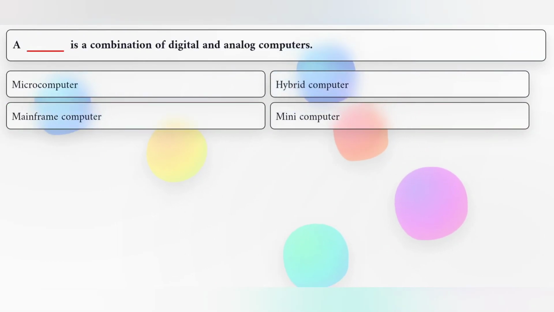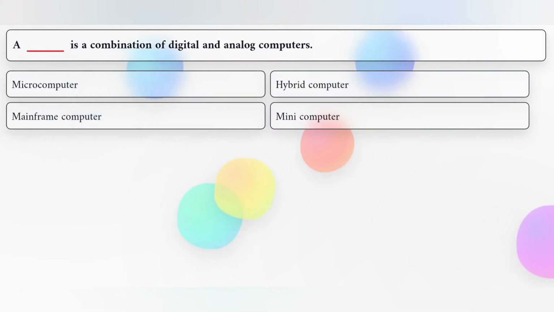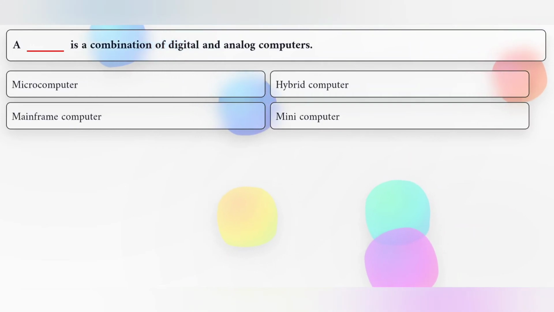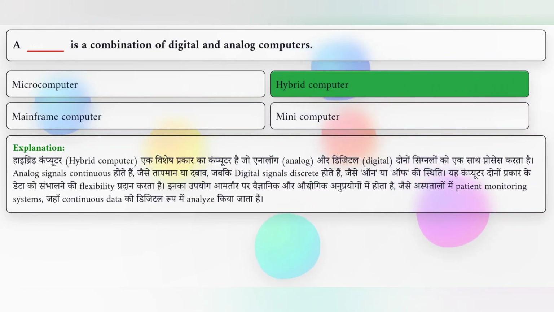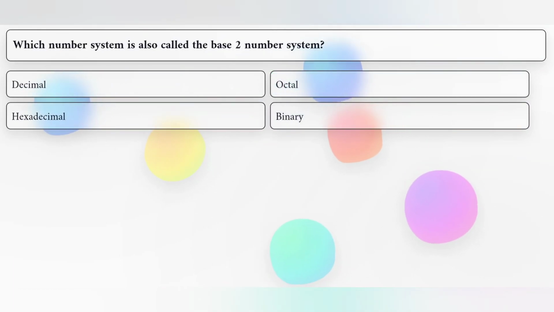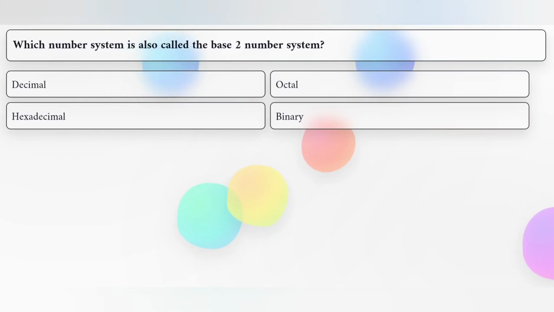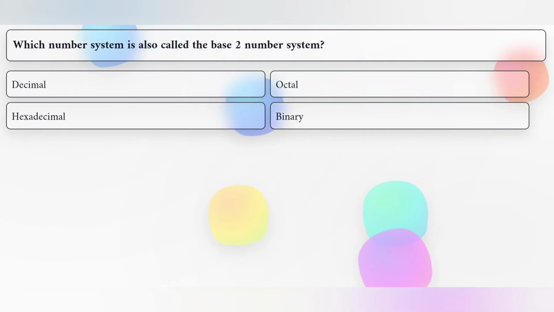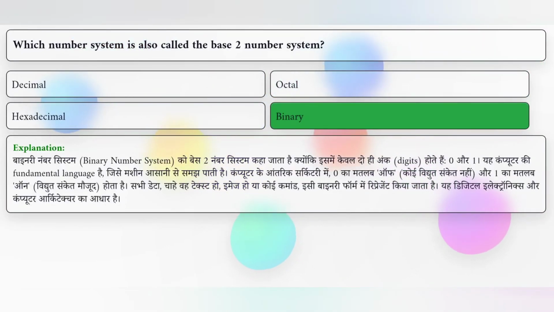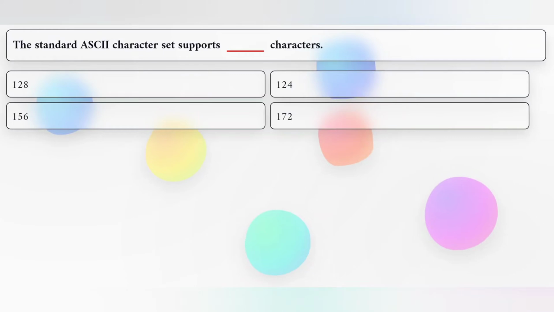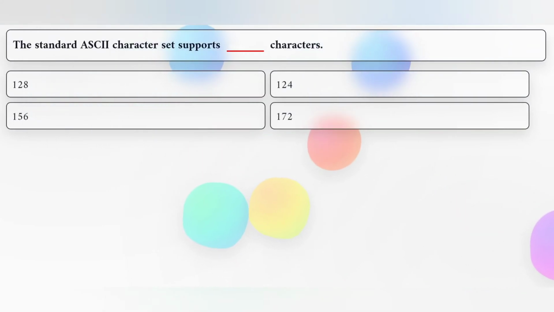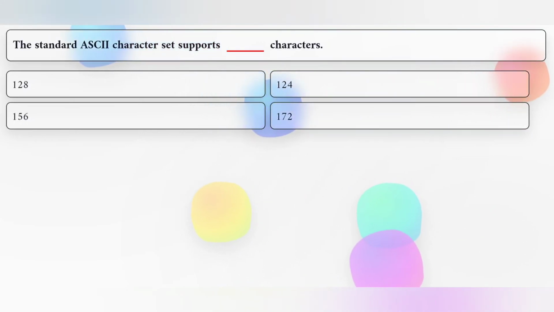A. Blank is a combination of digital and analog computers. Microcomputer, hybrid computer, mainframe computer, mini computer. Which number system is also called the base 2 number system? Decimal, octal, hexadecimal, binary. The standard ASCII character set supports blank characters 128, 124, 156, 172.